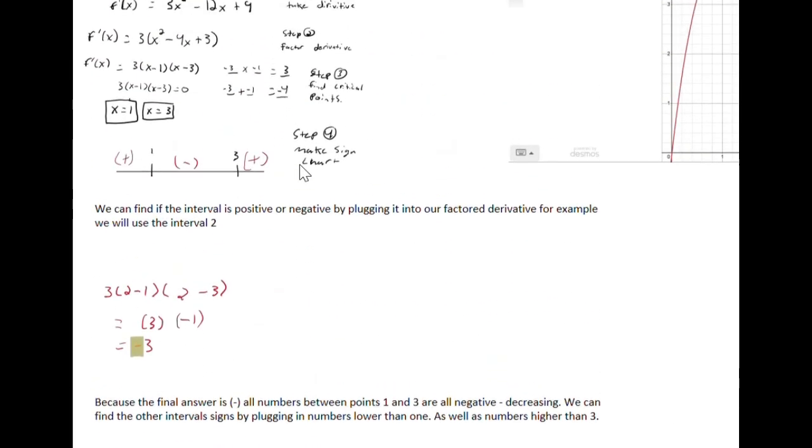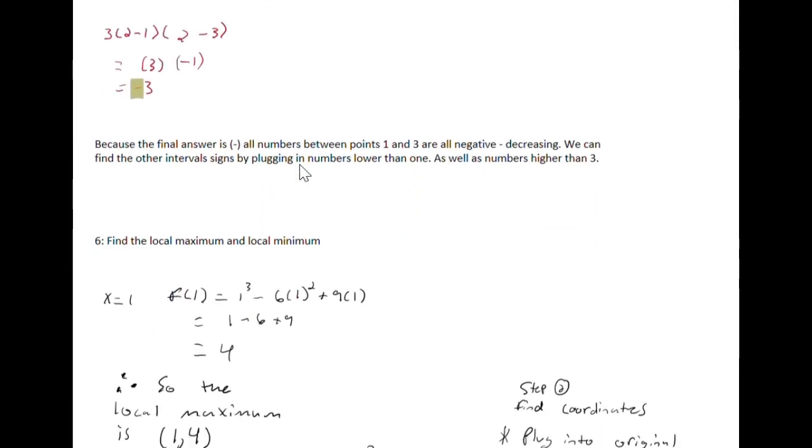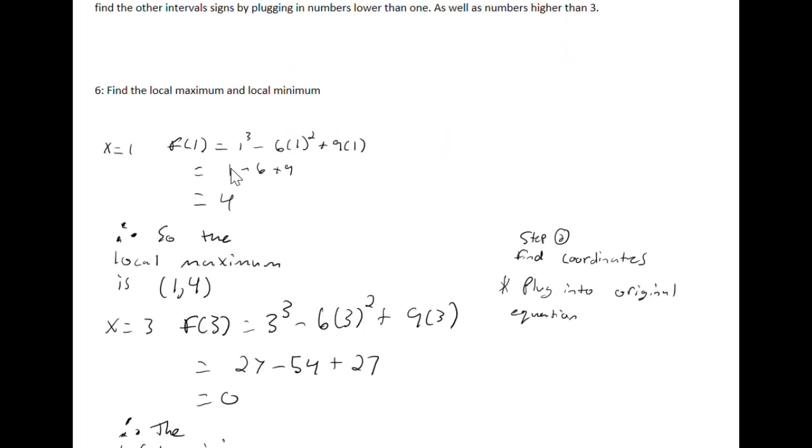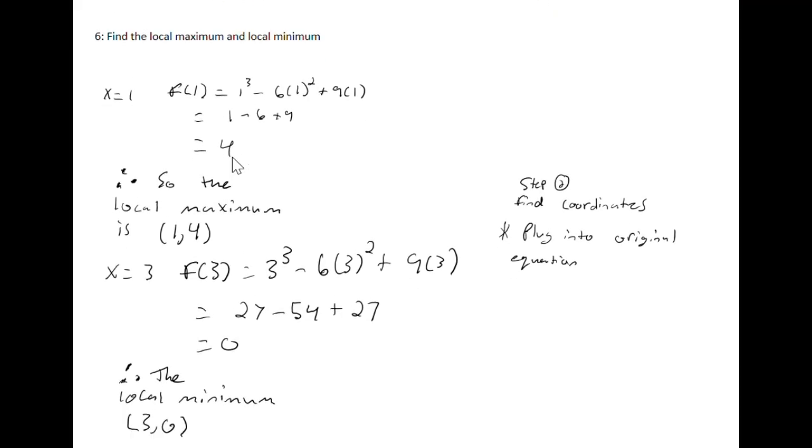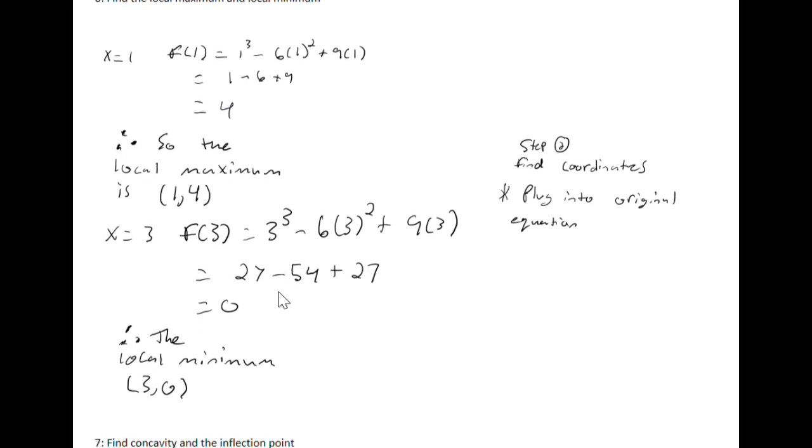Now that we have our factored function from over here, we can plug our critical points into our original equation and find our local maximum and minimum points for the graph. So after plugging our first x value in, we have 4. So we solve for y here. So our x value is 1 and our y value is 4. We can also do the same with the second point. So plugging in 3 into the original equation comes out as 0. So we know our x value is 3 and our y value will be 0.